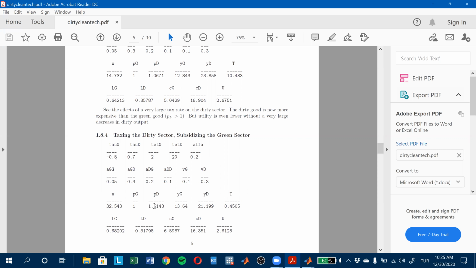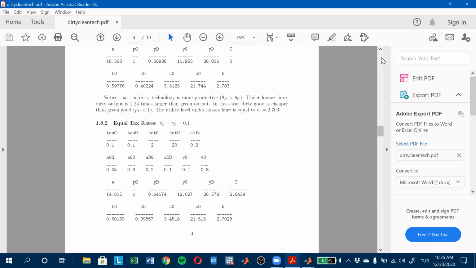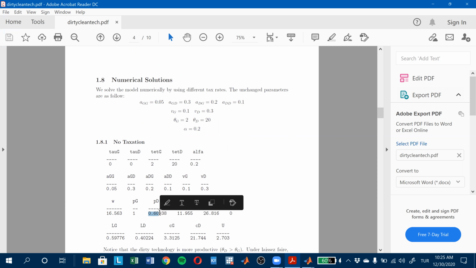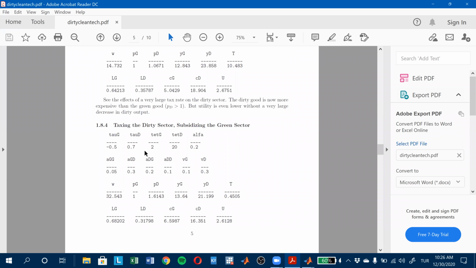And now I see a huge increase in the price of dirty output, right? Because now, remember in the very beginning, without taxation, the price of dirty goods was equal to 0.6. So here, of course, what we care about is PD divided by PG, because we normalize the price of the green good to 1. Now, at this extreme case, where we heavily tax the dirty sector and heavily subsidize the green sector, we see the largest effect on the price of the dirty good. It is now very expensive. And we see a comparatively large decrease in the dirty output, okay?